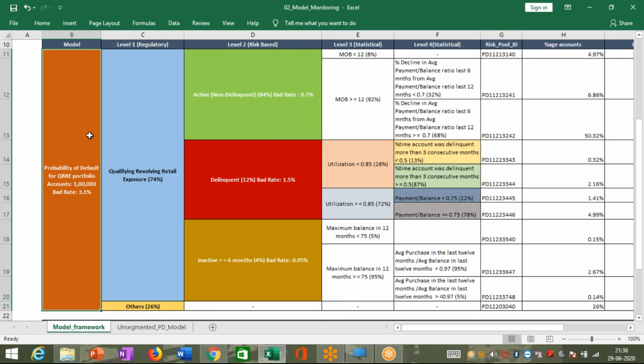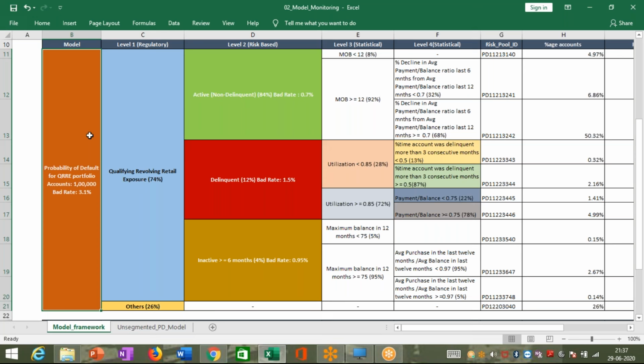The basic information you look into is whether the person is paying money back to you in time. So is that account delinquent, non-delinquent, or inactive? Again, within inactive, we look into whether the account has been inactive for less than 6 months or more than 6 months. That part is there.